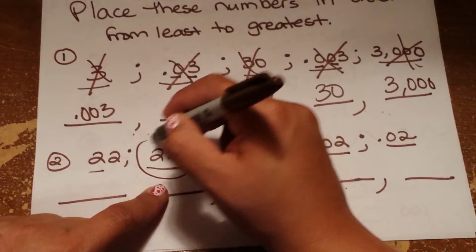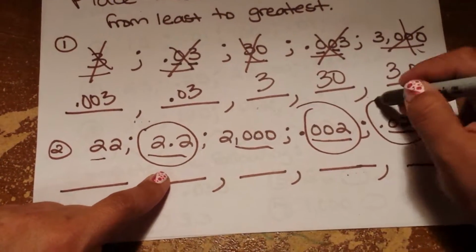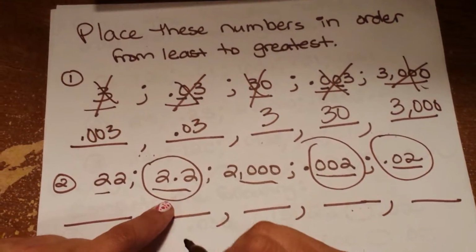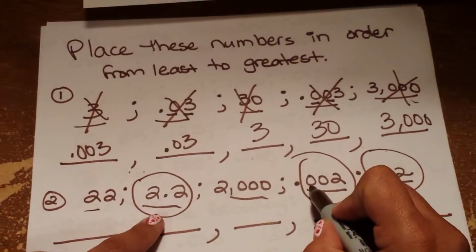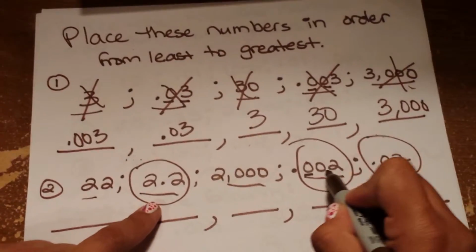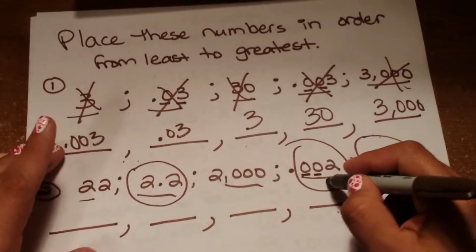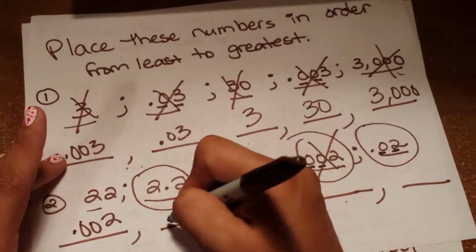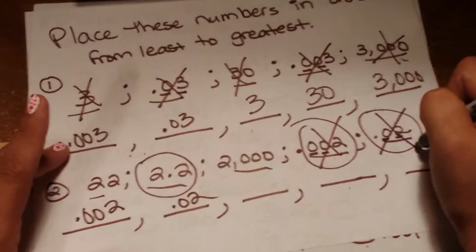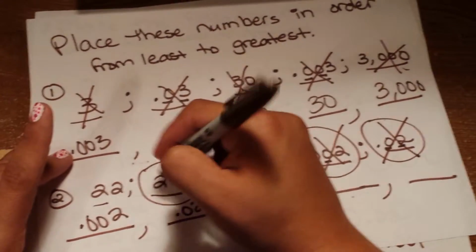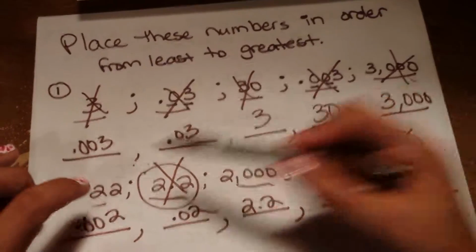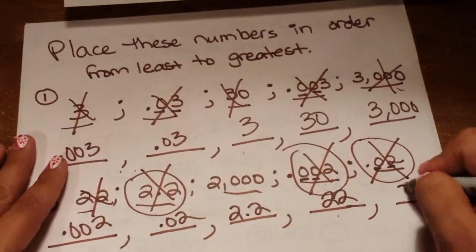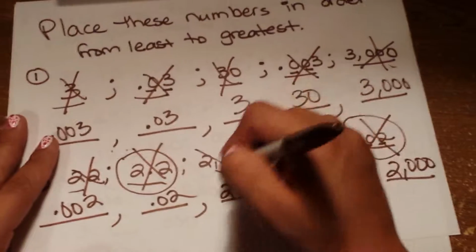So as you can see, I have 3 numbers with the decimal. Let's compare. This one has a whole number in front, so that one's a little bit larger. This one has a 0 and a 0, 0 and a 2. So this one's going to be smaller, 0.002, then 0.02, to 0.2. And then which one comes next? 22 or 2000? 22 is smaller. And then 2000. Very good.